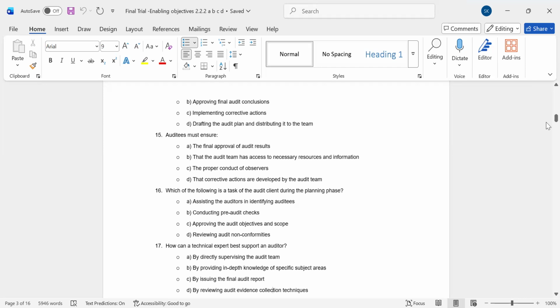Which of the following is a task of the audit client during the planning phase? A. Assisting the auditors in identifying auditees. B. Conducting pre-audit checks. C. Approving the audit objectives and scope. D. Reviewing audit non-conformities. Which one forms the task of the audit client? Sir, C. Approving the audit objectives and scope.